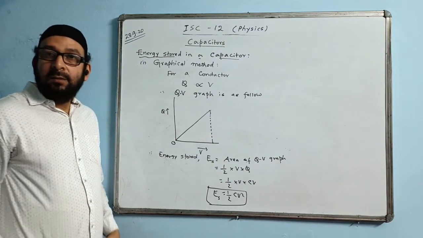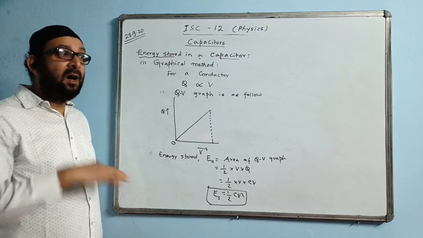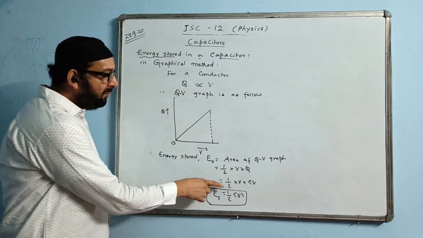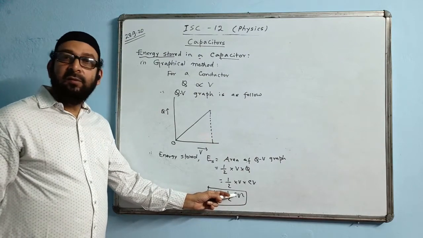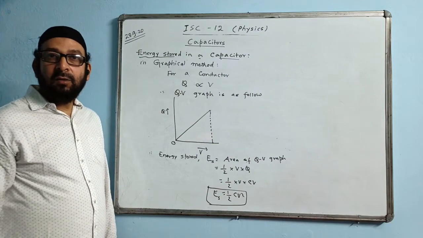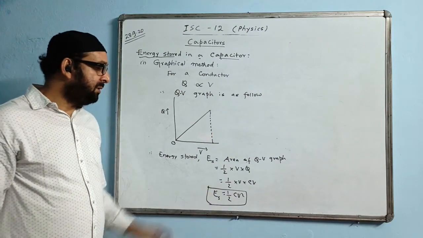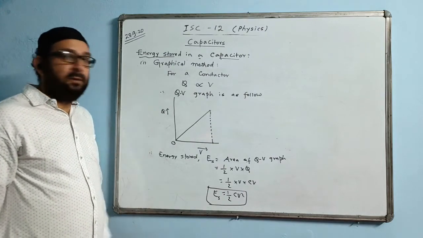Half CV square. It is like the kinetic energy of a body. For the kinetic energy of a body we have half mv square. In the same way, for the energy stored in a capacitor we have half CV square. What is C? C is the value of capacitance, and what is V? The potential difference or total potential or voltage, whatever is there. So V square. This is the formula of energy stored. This is called the graphical method.